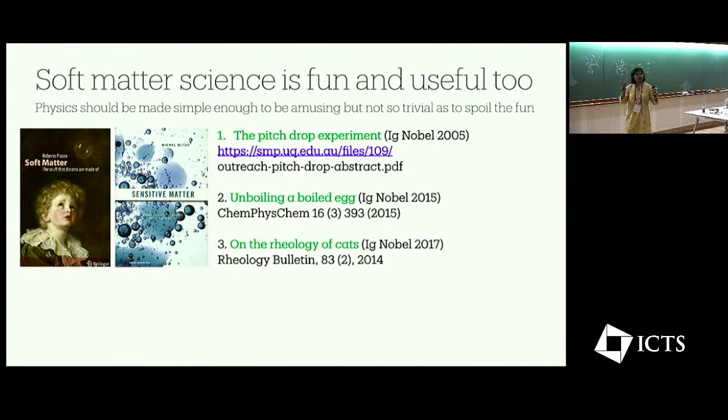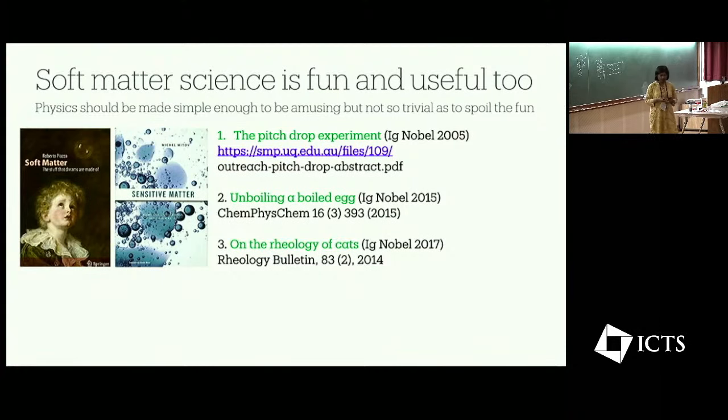So you know what the idea of Ig Nobel is, right? Ig Nobel awards are given to experiments that first make you laugh out loud, but then they make you think. It could all seem very ridiculous, but there's a lot of information you get out. For instance, in the pitch drop experiment, you actually calculated the viscosity of pitch to be 10 to the power 11 times higher than the viscosity of water. Had you not done the experiment, you would not have got that number.